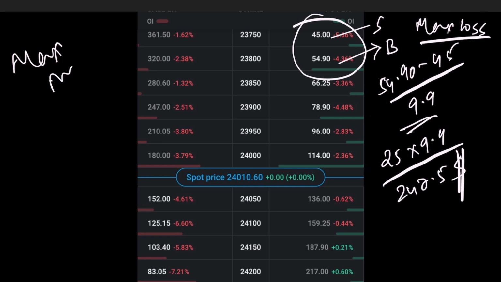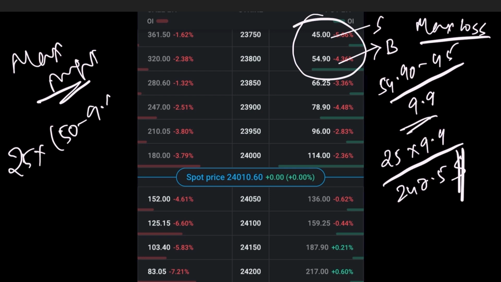Now let's look at the maximum profit. As I've said before, the maximum profit that you'll attain when both of these options end up in the money on the day of expiry is 25 into 50 minus 9.9, that is 25 into 40.1, that is $1,000.2.